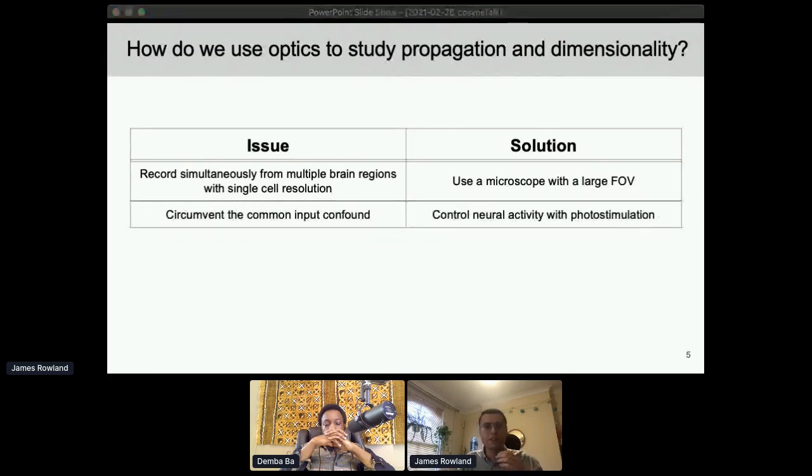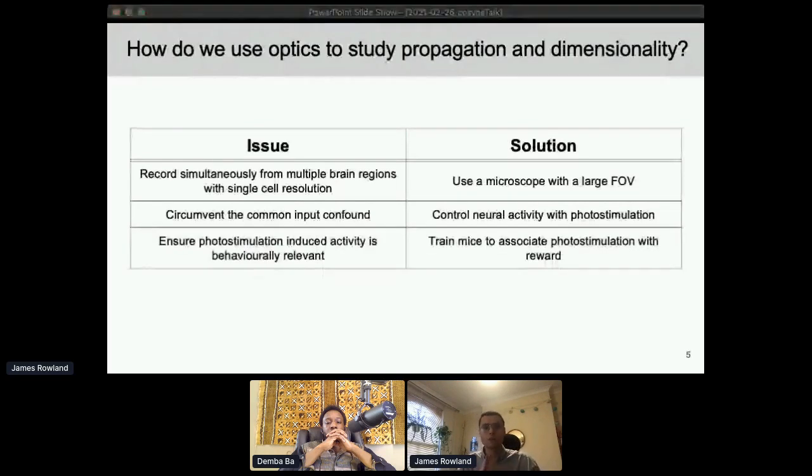Second, we need to ensure that the activity we're recording is actually being propagated between our two brain regions, and they're not just correlated due to sharing a common input. And we can do this by taking experimental control of neural activity and driving spikes artificially through photostimulation. So if we photostimulate one brain region while recording from another connected region, and we see activity in the second brain region locked temporally to our photostimulation, it's very likely that we're seeing propagation of activity rather than common afferent input.